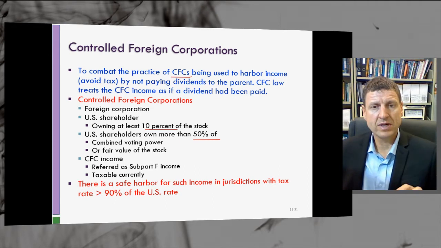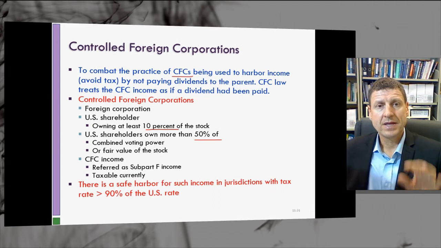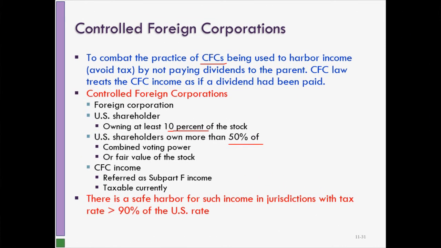This is especially important if that foreign controlled corporation is in a tax haven type country, where the country is not charging much tax, 15% or lower, for example. So to combat the practice of foreign controlled companies being used to harbor income by not paying dividends to the parent, Apple was doing something like that, right? The foreign controlled company law treats foreign controlled income as if a dividend had been paid.